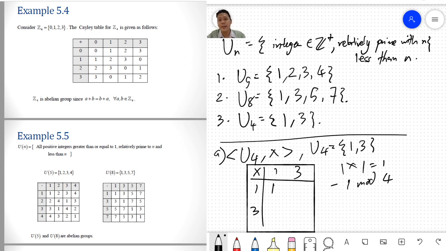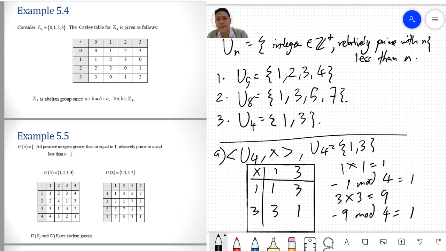1 times 3 is 3. 3 mod 4 is 3. This will be different. 3 times 3 is 9, and 9 mod 4 is 1. So it will be 1 here. We already have the basics to develop the Cayley table.